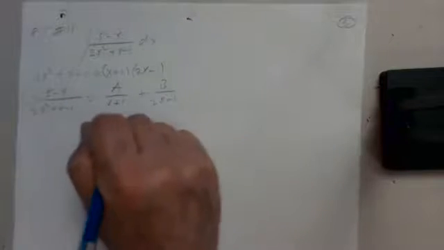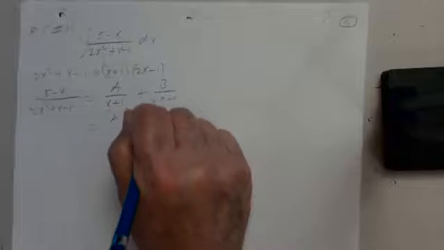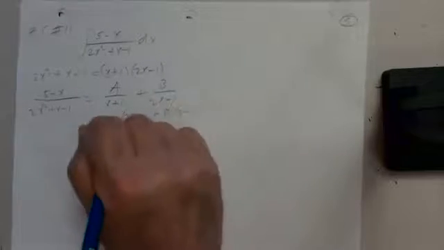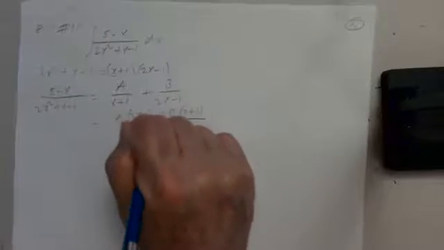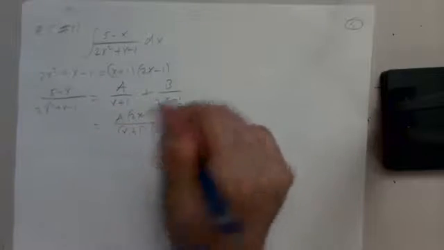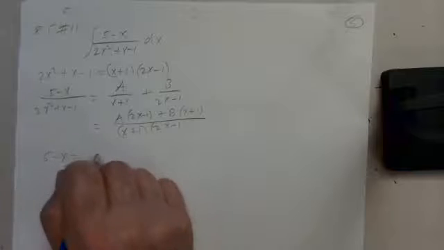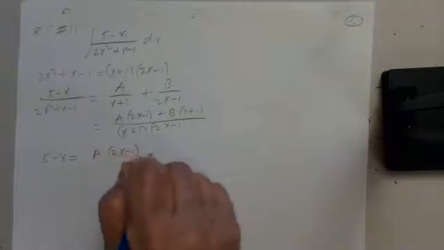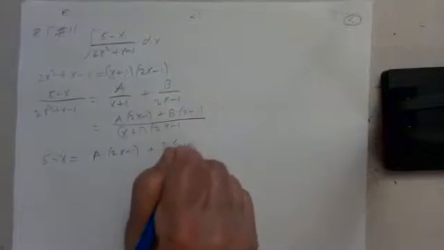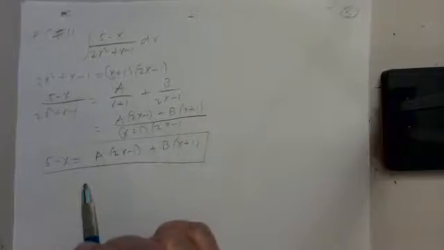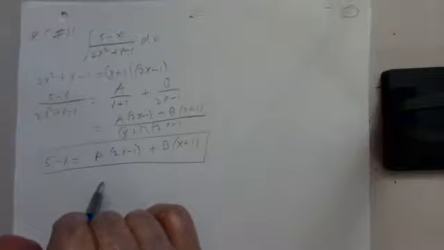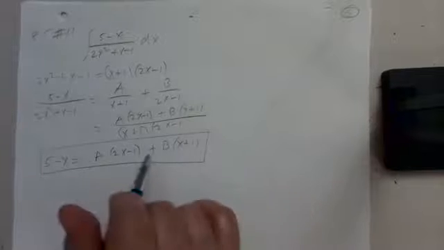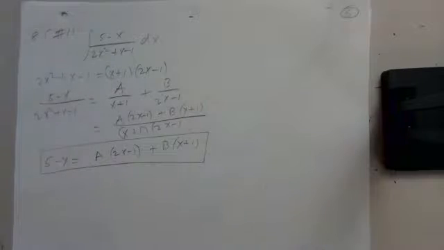Again, we cross multiply: a times 2x minus 1 plus b times x plus 1, over x plus 1 times 2x minus 1, equals this. So the denominators are the same, so the numerators have to be the same. 5 minus x is equal to a times 2x minus 1 plus b times x plus 1. And this is true for all x. So if we make good choices for x, we can probably compute a and b quickly.